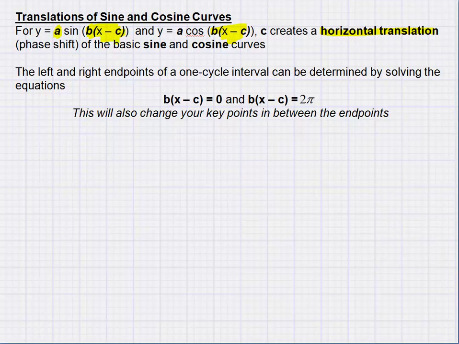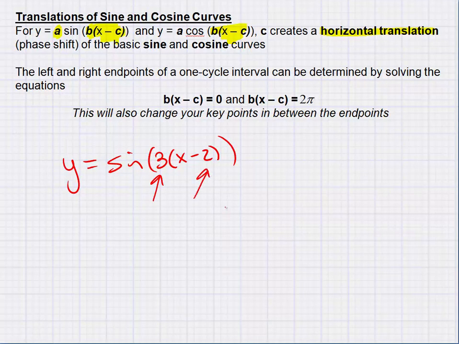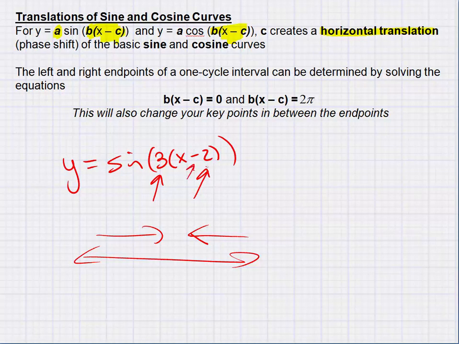And that c value is going to affect the horizontal shift. Now, what I could do is I could say, alright, well, here's a function. y equals sine of 3 times x minus 2. And what I could do is say, okay, well, I'm going to change the period using this number, and then I'm going to shift it using this number. And I could do those two things separately. But changing the period is going to change it horizontally, in that it's either going to stretch it or shrink it. In this case, since b is bigger than 1, it's actually going to shrink it down horizontally. And then this one, since I'm subtracting 2, should move it to the right 2 units.